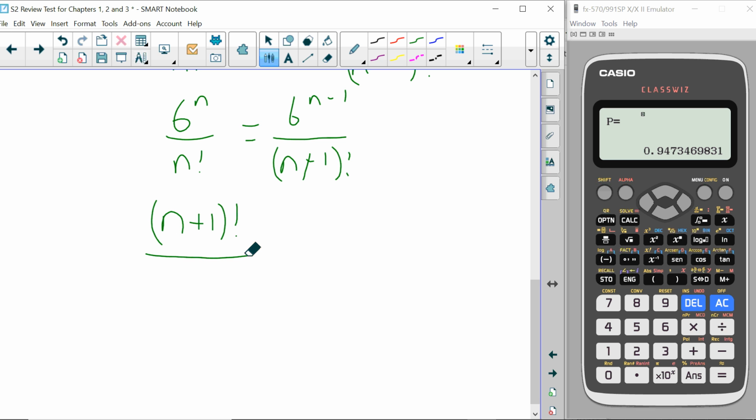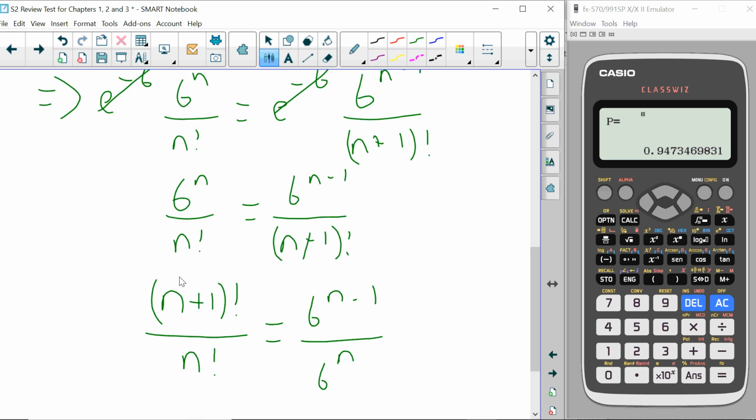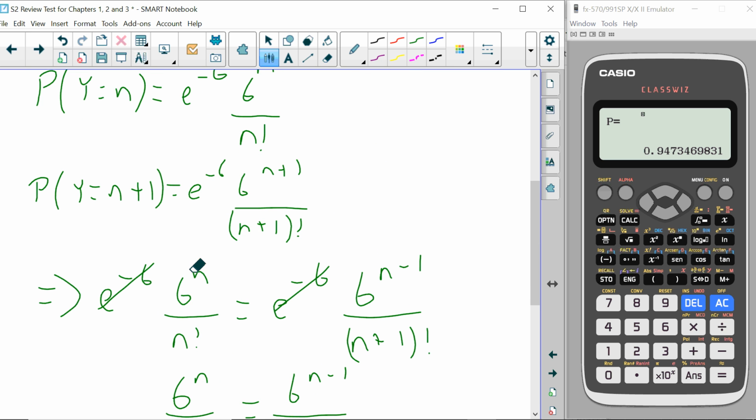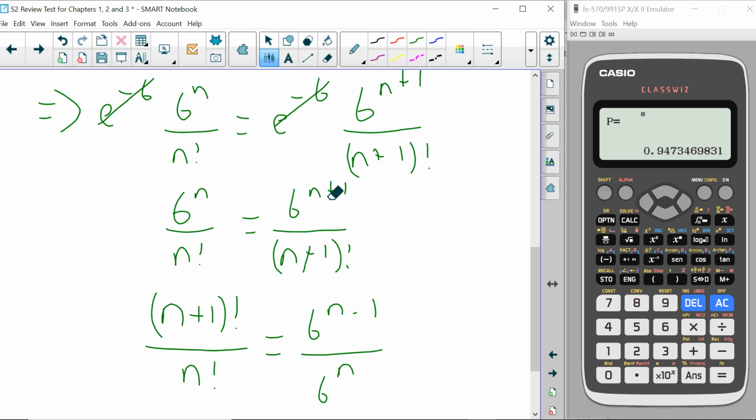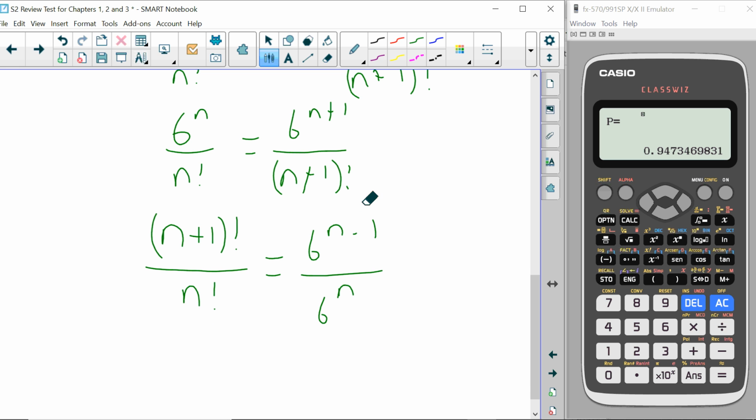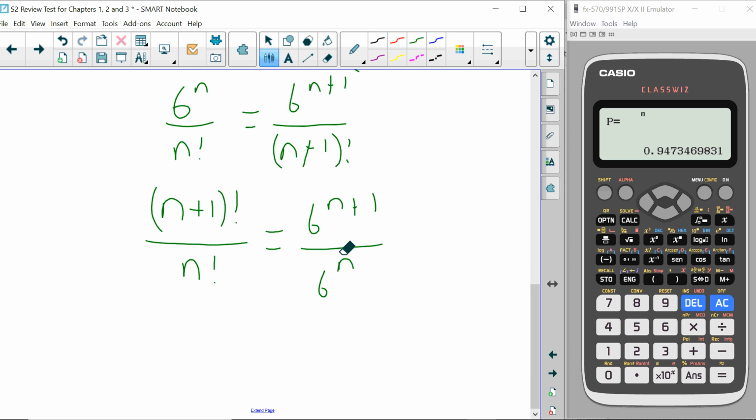So I'm going to rearrange my fractions. So I've got n plus 1 factorial over n factorial on the left. And dividing both sides by that 6 to the power of n, I'm going to have my 6 to the n plus 1 over 6 to the n. And again, that's n plus 1. Why have I written minus 1? Very strange. I don't know why I've done that. Let's correct that. n plus 1. Okay? Easy mistake to make.